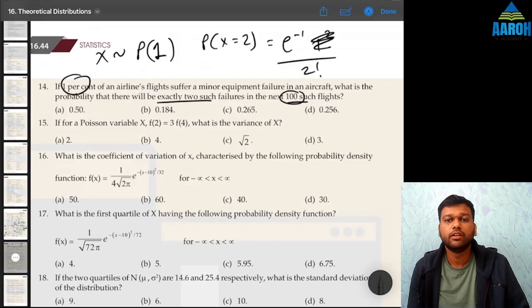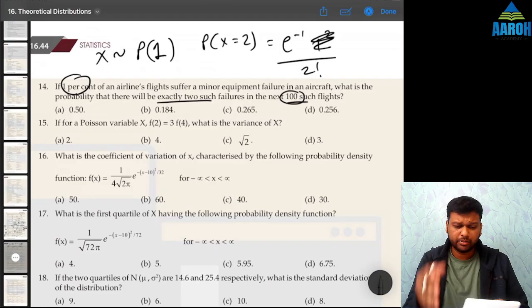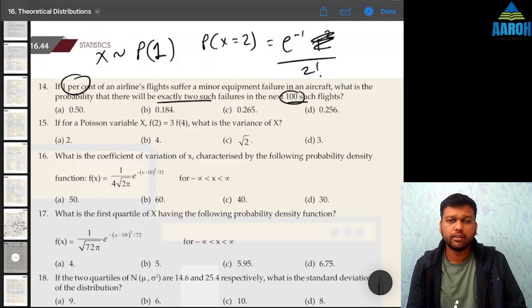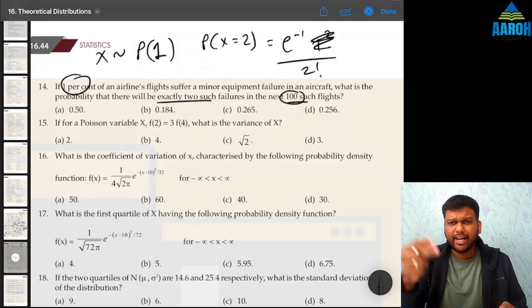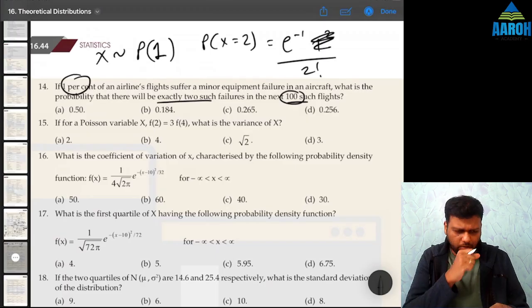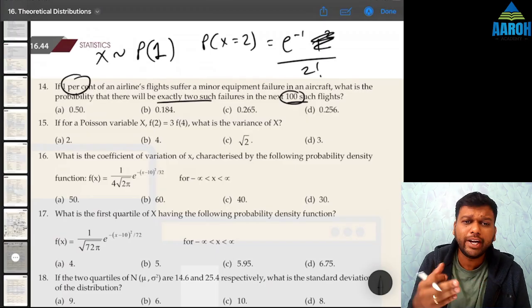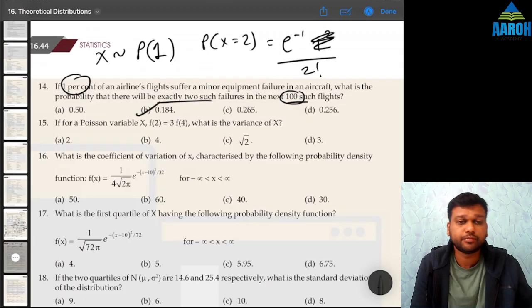This is 1. E raised to minus m, so 2.71828 raised to minus 1 means just the reciprocal, so divided by equal to, and divided by 2 factorial is 2. Sorry, 0.1839, which is option B.